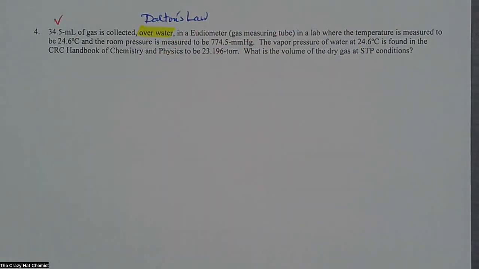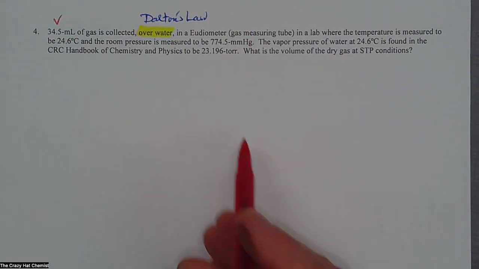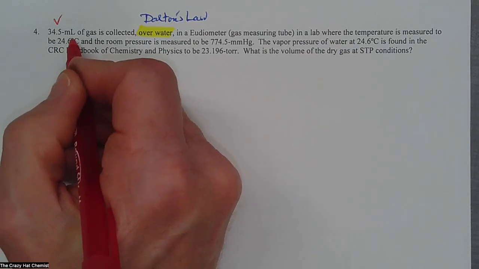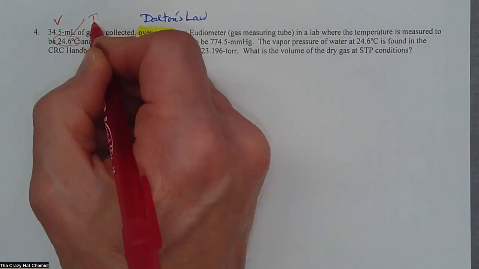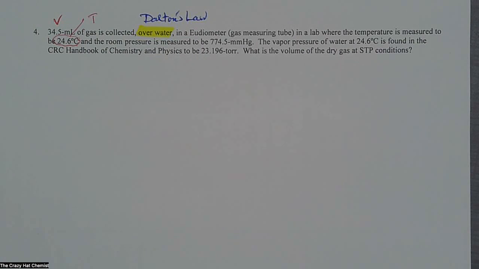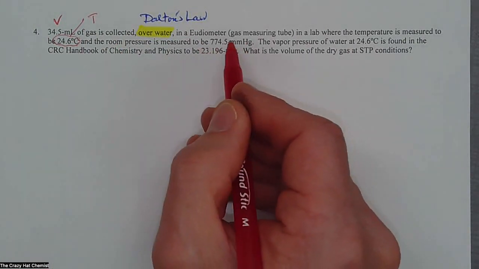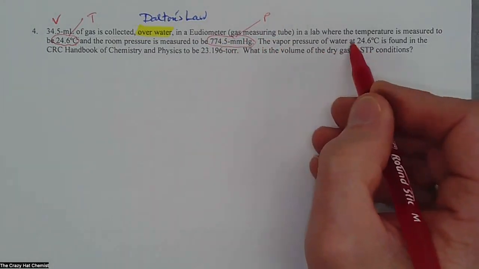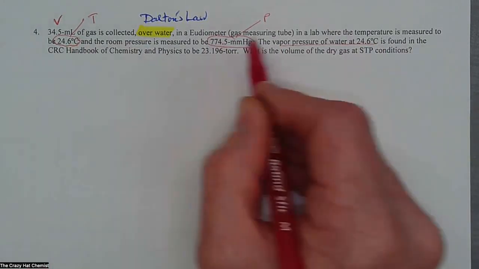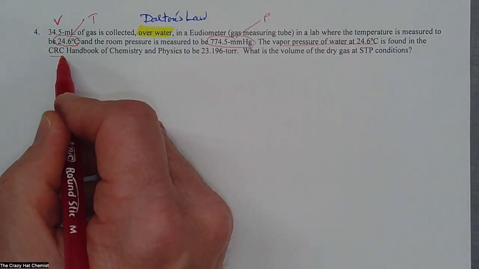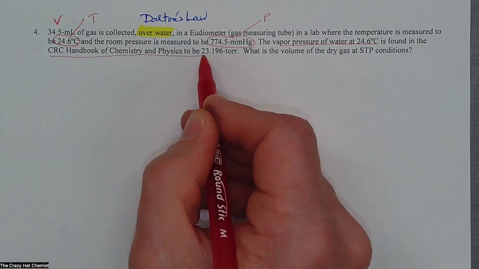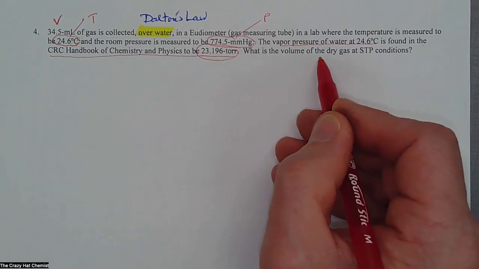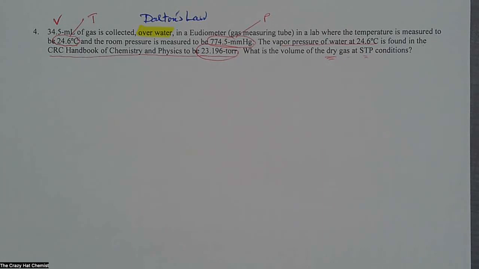And that's Dalton's law of partial pressure. So that's going to be very important. In an iodometer gas measuring tube in a lab where the temperature is recorded to be, okay, we have a temperature. Notice that that's in degrees Celsius. We're going to have to convert that to Kelvin. And a room pressure of right here, that's the pressure, says the vapor pressure of water at the same temperature is found in the CRC Handbook of Chemistry and Physics to be 23.196 torr. And what is the volume of the dry gas at STP conditions?